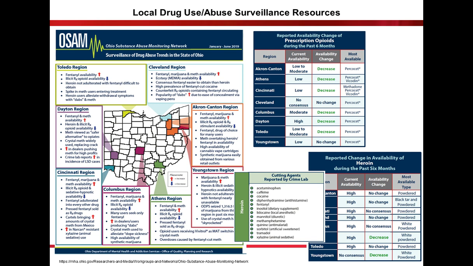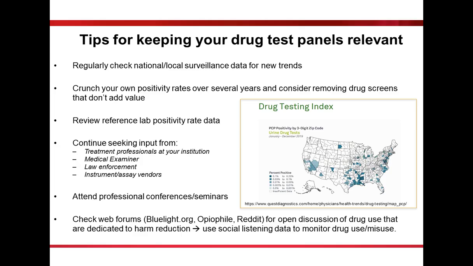I also found it particularly interesting and helpful that they report the most commonly used cutting agents that were determined by the crime lab. So we see that heroin is most often cut with fentanyl and tramadol in our area. And we see that very regularly. So this is also a reason why we're adding them to our drug screens.